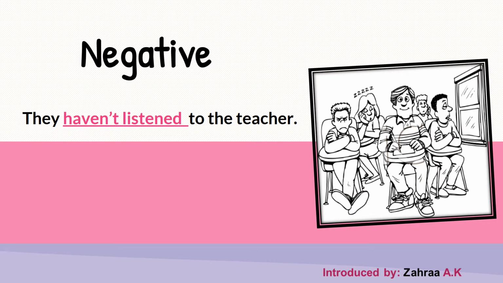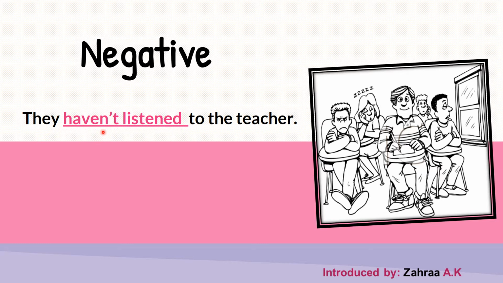We have positive forms, now we have negative forms, or how we negate the sentence if it is in the present perfect simple. A negative way, such as: they haven't listened to the teacher. They haven't listened to the teacher. They have not listened to the teacher. They is the subject and it is plural. The auxiliary verb is have, since they is plural.